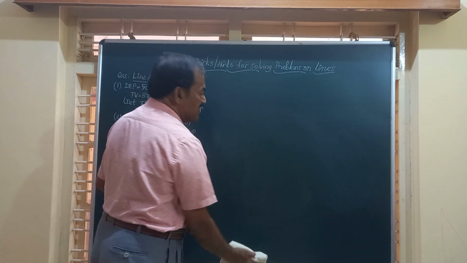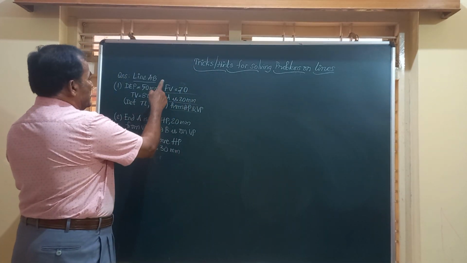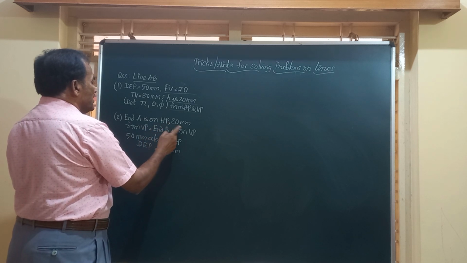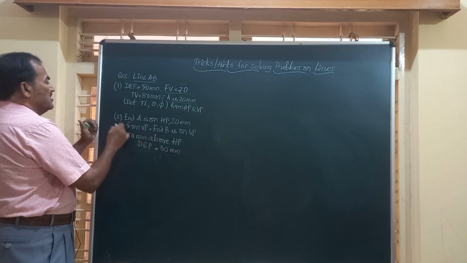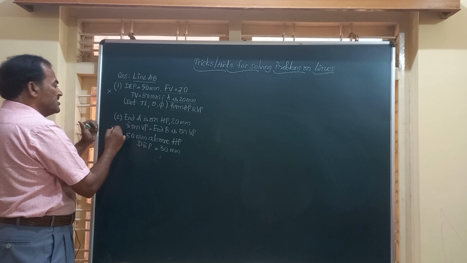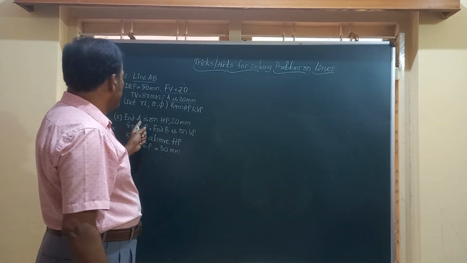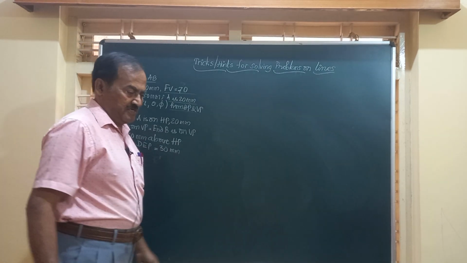Friends, the second question in the video is: there is a line AB, the end A is on HP and 20 mm from VP. Friends, remember, this is a very important problem. So the end A is on HP and 20 mm from VP.